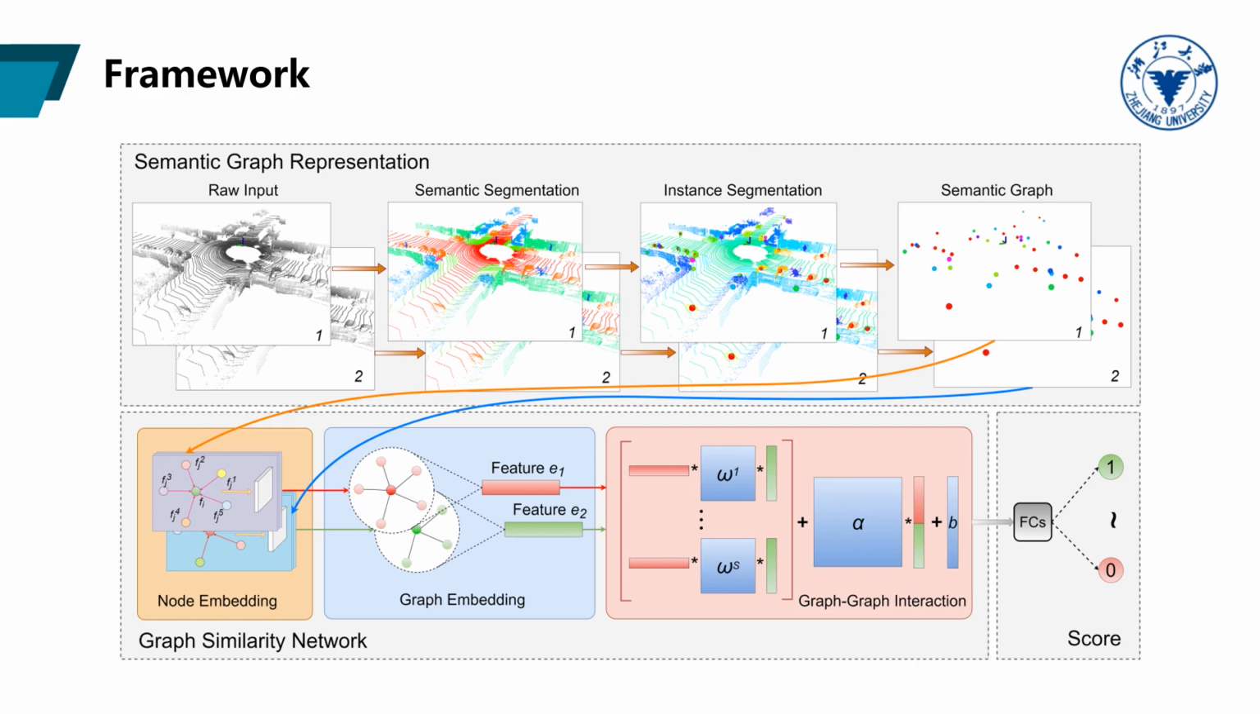Place recognition is now modeled as a graph similarity measurement problem. So we propose the graph similarity network, which consists of node embedding, graph embedding, and graph-graph interaction.